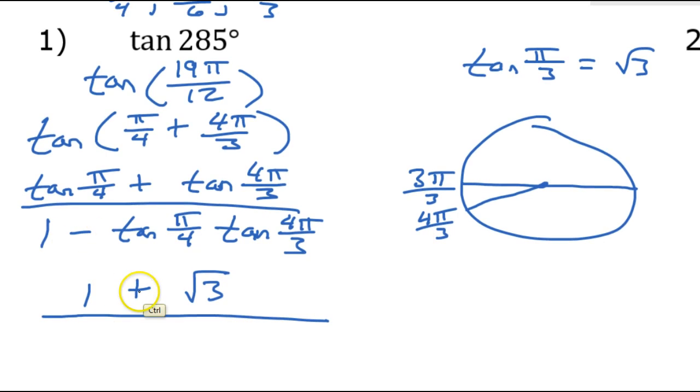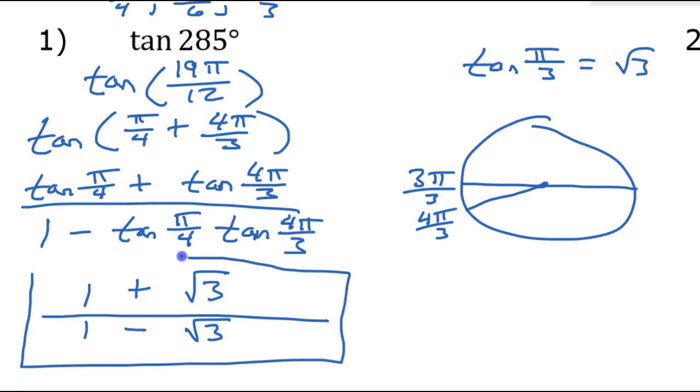Okay, so continuing on, now in the denominator, I have 1 minus, tangent of pi over 4 is 1, but 1 times anything stays the same, so I'm not going to write this down. And tangent of 4 pi over 3, as we just discussed, is radical 3. So I have 1 plus radical 3 over 1 minus radical 3. And that's as far as we need to go. So this is the final answer for problem number 1.